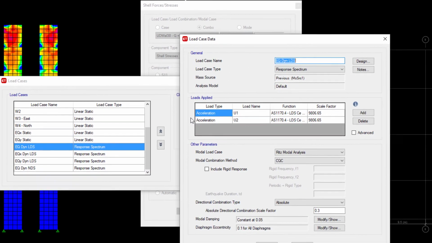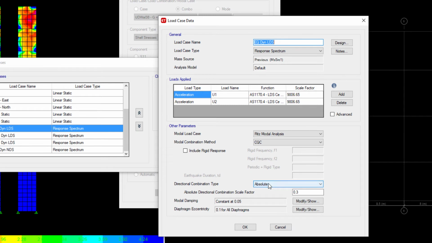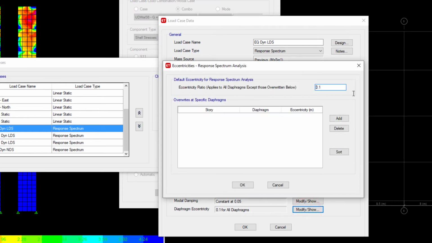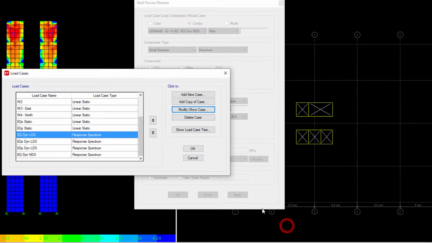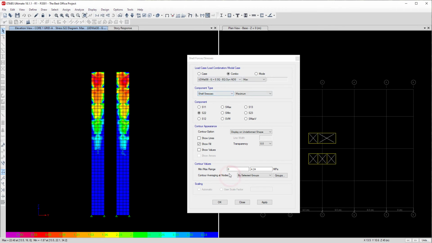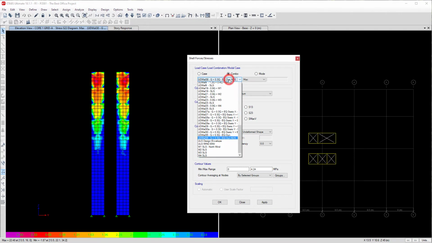we included this combination type, an absolute combination, which means it combines 100% from one direction and 30% from the secondary direction, and it reports the overall result to you. And we've actually included a 10% eccentricity in our dynamic analysis as well. So it envelopes all these results and it gives you an output of only one result. So it's actually faster to analyze in ETABS than the static one, believe it or not.